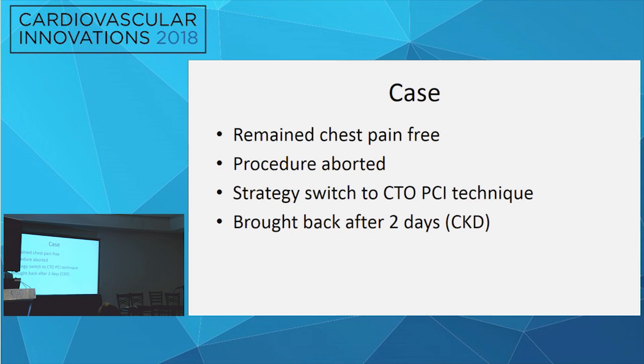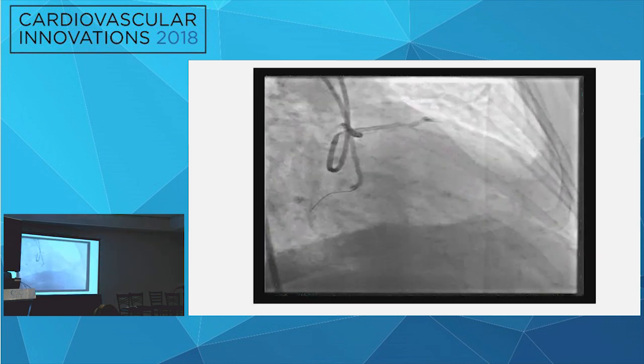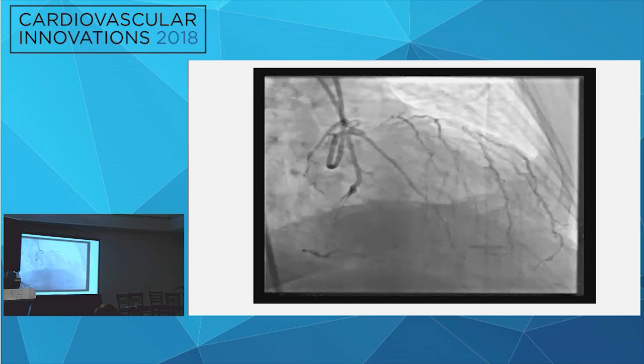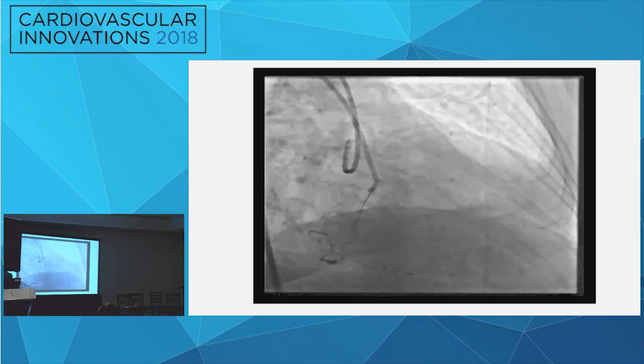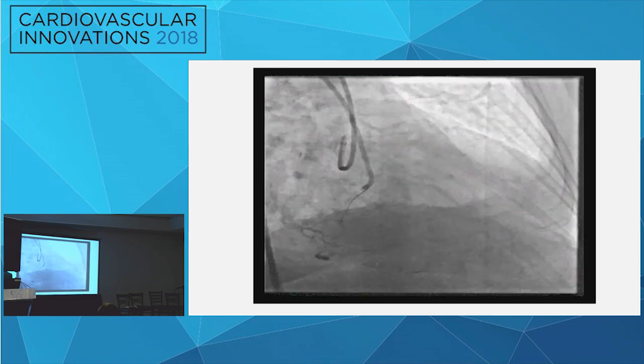And we thought that we should bring her back and try and use a CTO PCI technique, given that we had seen collaterals going from the left and filling retrogradely and filling the branches of the right coronary artery. So we brought her back. This is her dual injection, as you can see here.